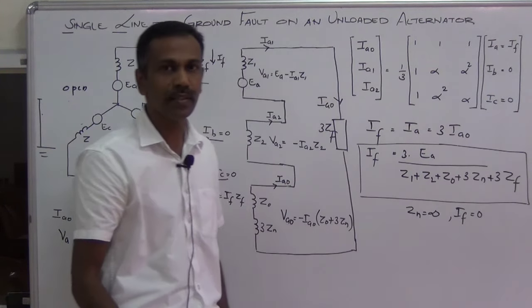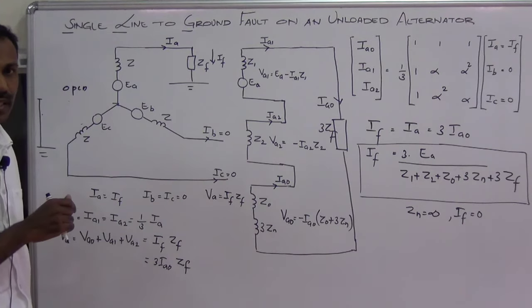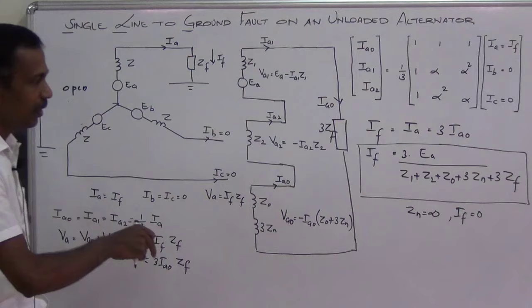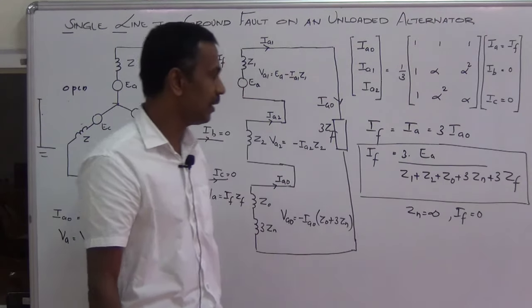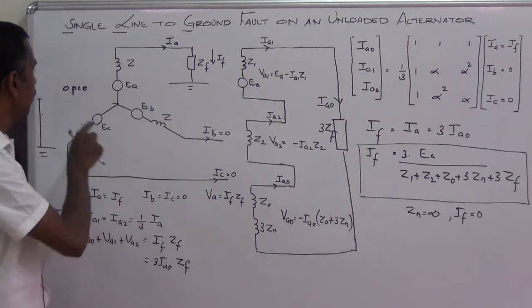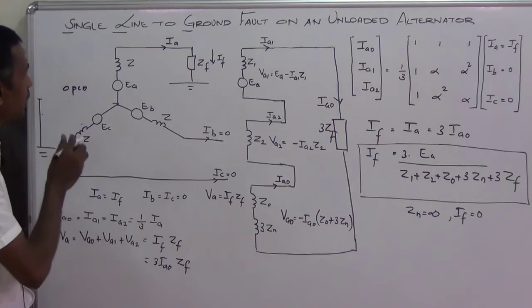Now you may wonder why we should connect this neutral grounding impedance. Instead, if it is kept opened, the fault current becomes 0. That is what we need. But there is a disadvantage with the neutral grounding kept opened. We will see it.